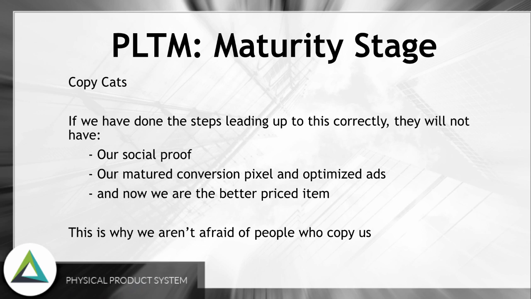Copycats. If we have done all the steps leading up to this correctly, they will not have our social proof because our ads have been out there for a while and sales are coming in, and hopefully people are receiving their products and sharing how much they love it. Our matured conversion pixel. We have sold tons of these now, right? So at this point in time, we have optimized ads and matured conversion pixels. And now we are better priced than they are.